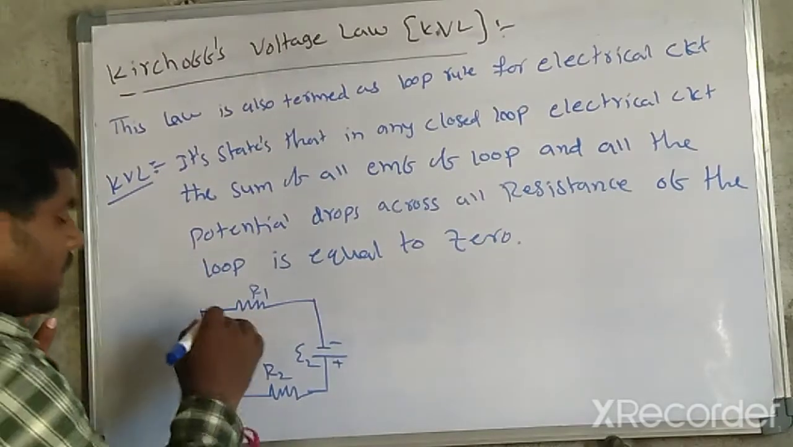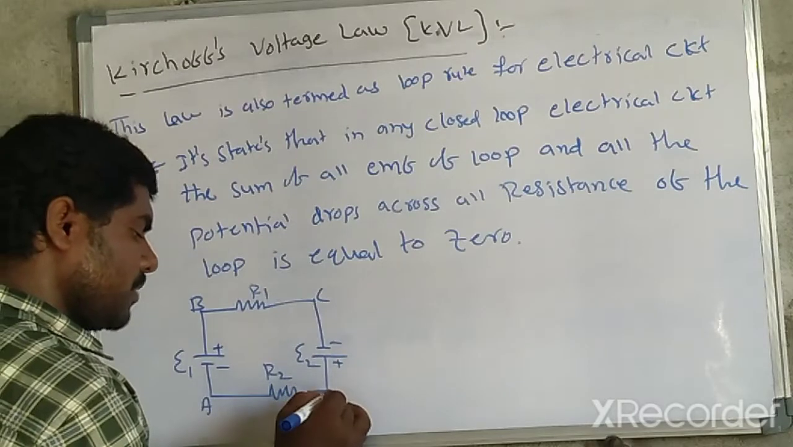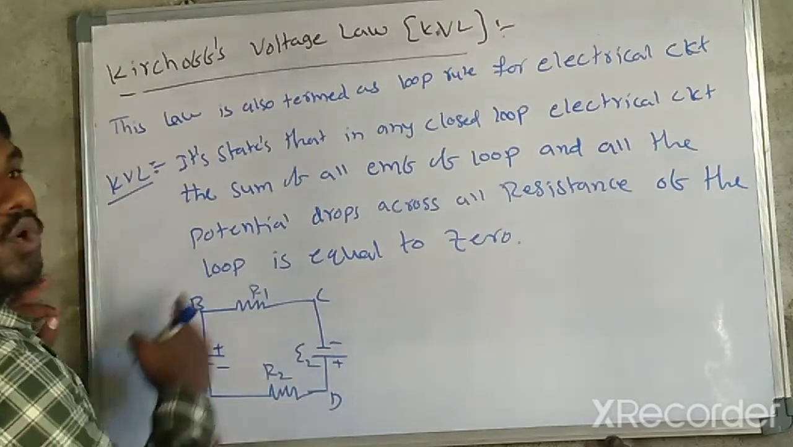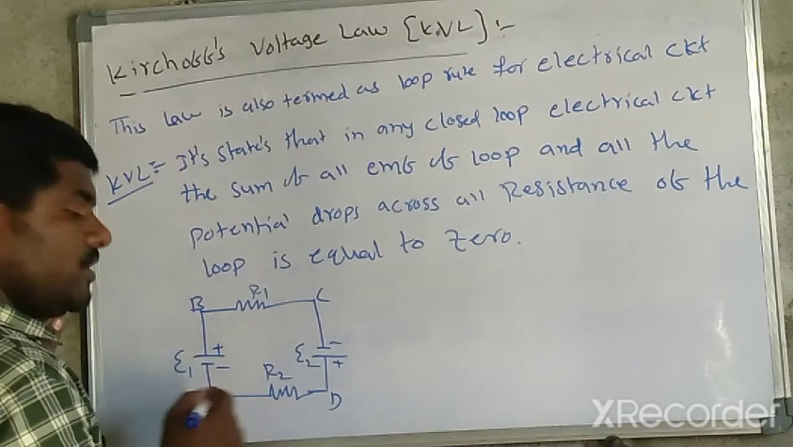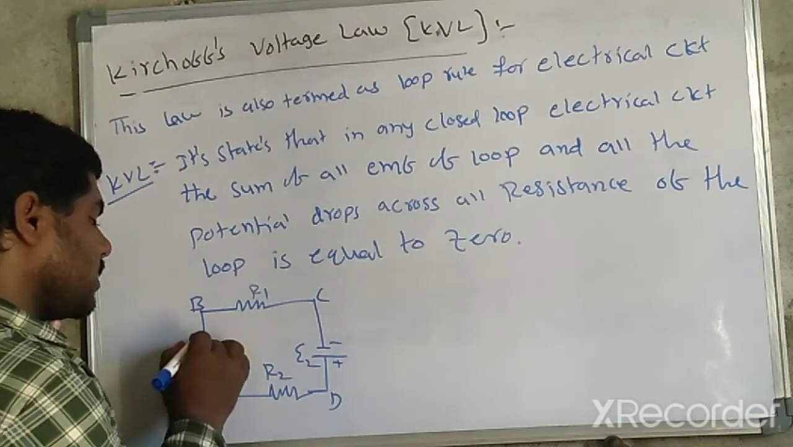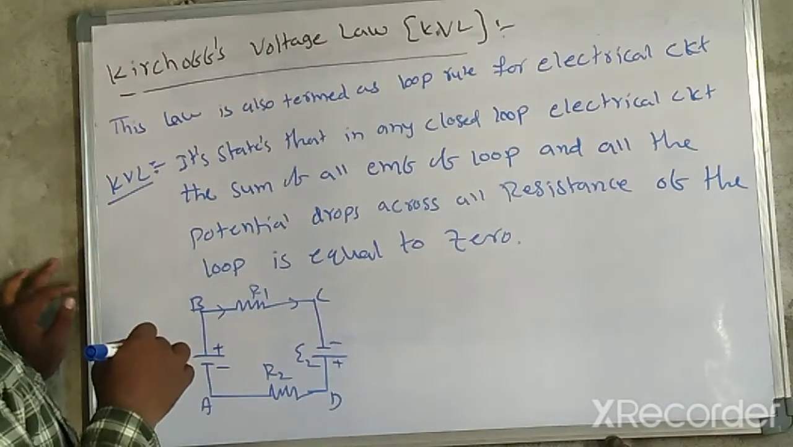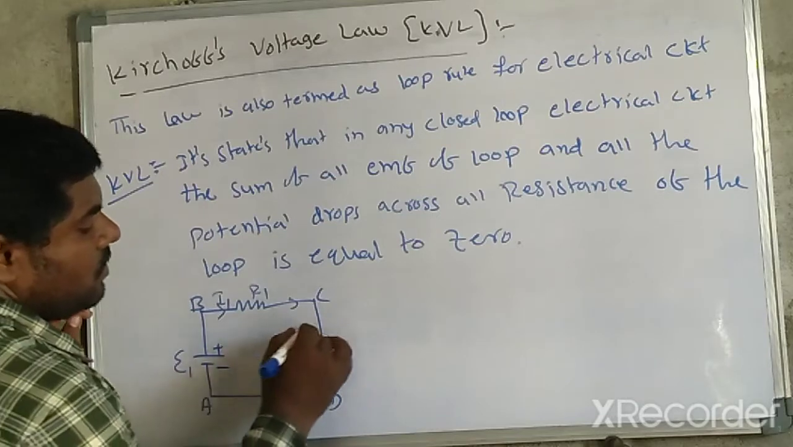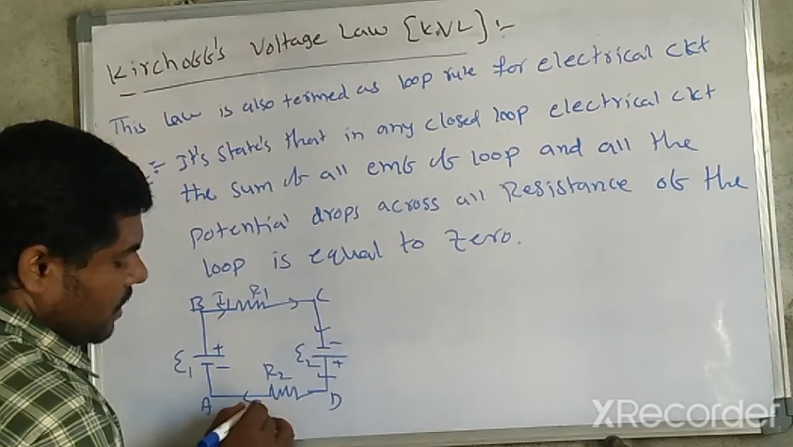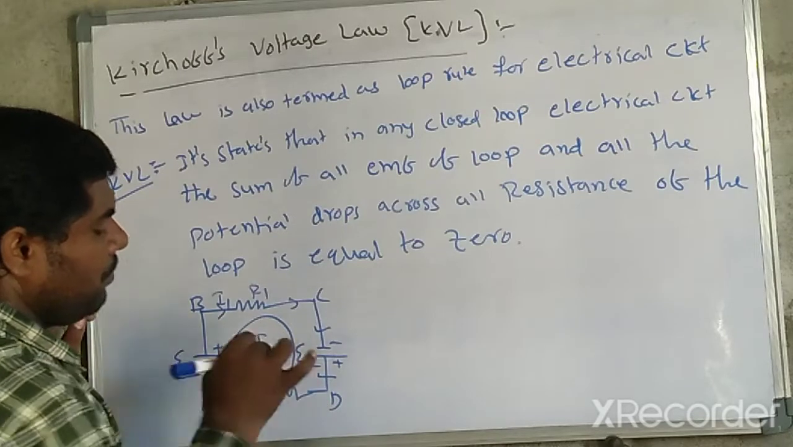So let us consider this point is A, this point is B, this point is C, this point D. This is one closed loop, any closed loop. Here the current always flows from lower to higher. Let us consider the current moving in this direction. Here the current outlet we consider I1, moving like this. This is the loop equation.